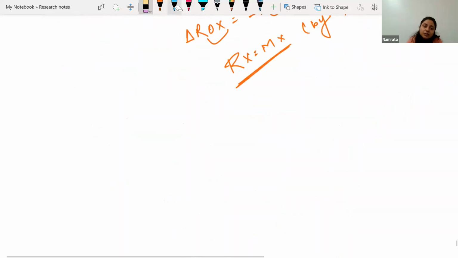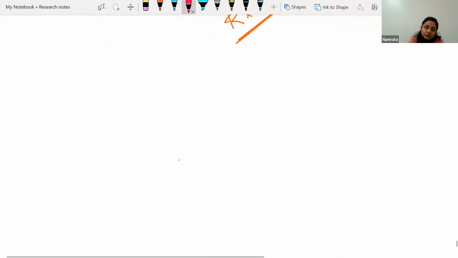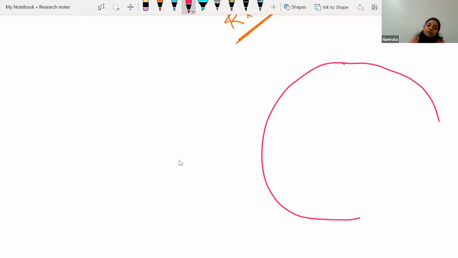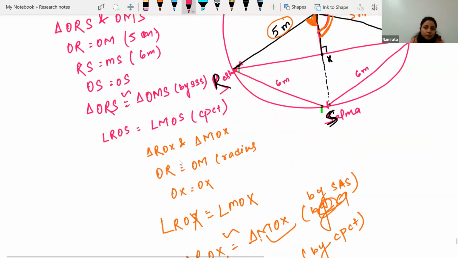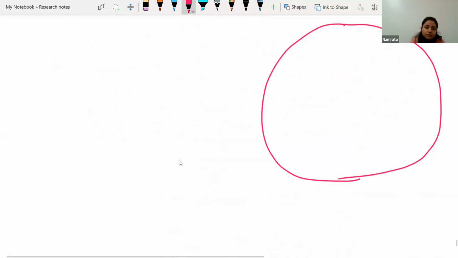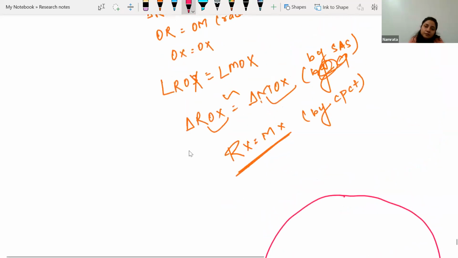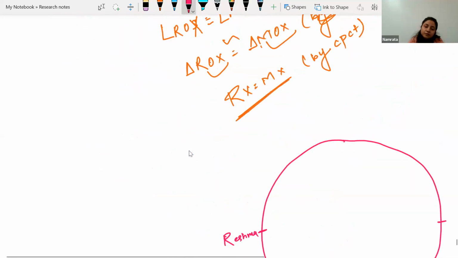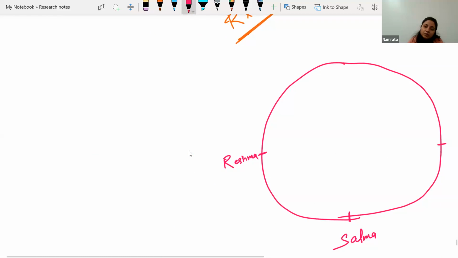Let me draw the figure again. So far, is it clear to everyone? Then and only then we will be moving ahead. Let me know. Is it clear so far? Is there any confusion? No?